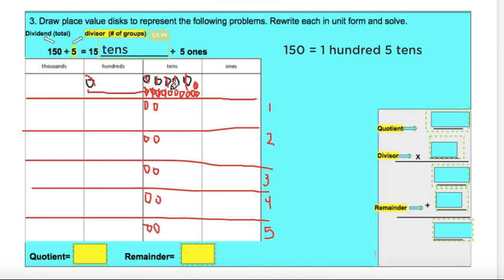Notice how I'm crossing off as soon as I use a disc. This is so that I don't accidentally overcount or undercount for that matter.